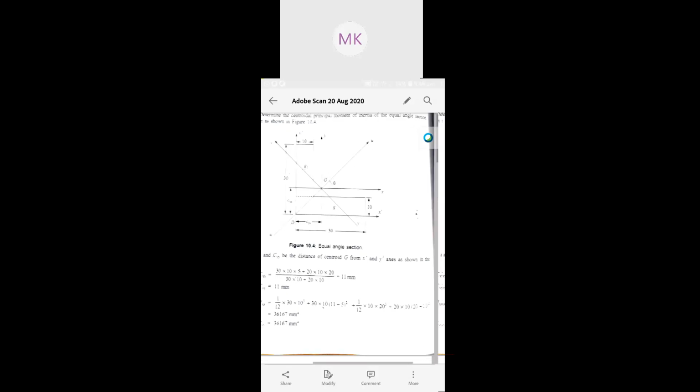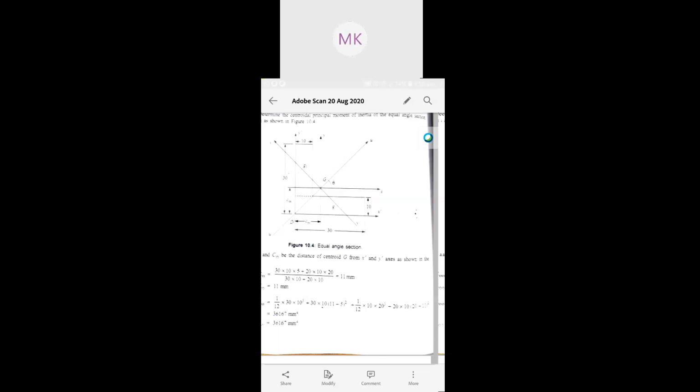Similarly, for the above section, we need to find h2. For h2, what is it? G2 is at a distance of 20, but we need to find the distance from that axis. So for that we already know cyy and cxx. If you subtract that, you will get h2 also. Just rotate the figure. If you are looking from below, if you rotate the screen of your mobile or the page, you can find h2 also. Similarly, from that axis, just consider the x and y axis.